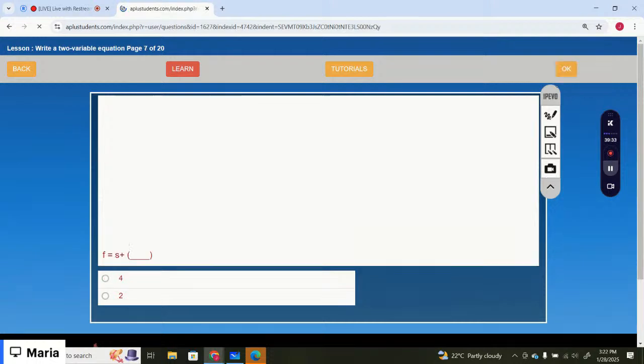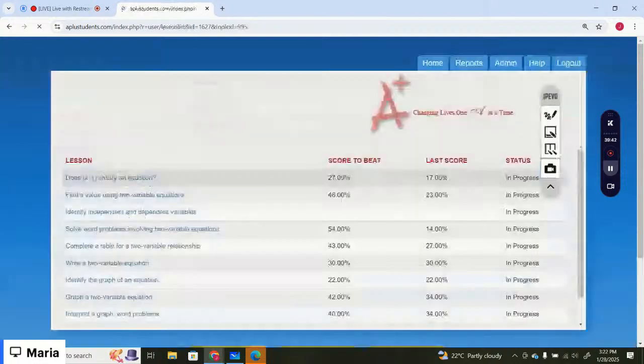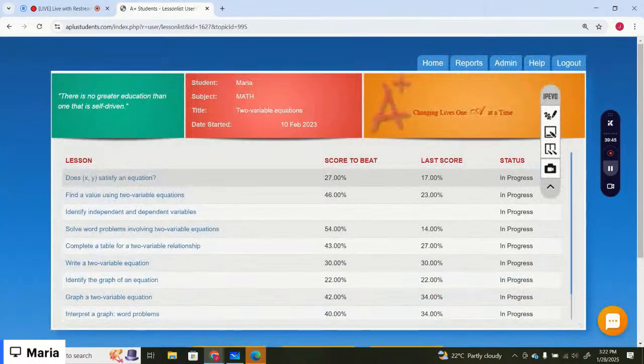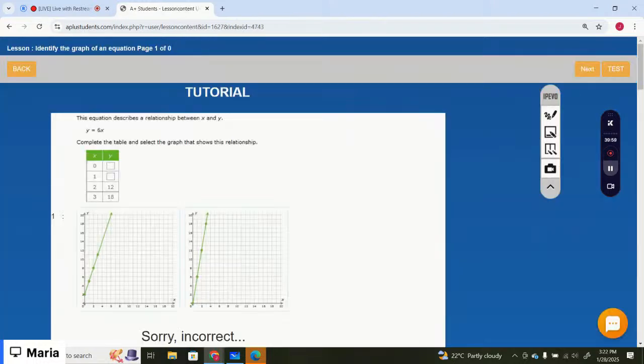Okay, you can complete the lesson by yourself later today. Let me just move on to the next lesson. The next lesson is identify the graph of an equation. So this equation describes the relationship between x and y. Y equals 6x. Complete the table and select the graph that shows the relationship.